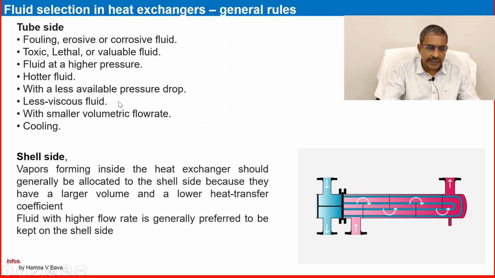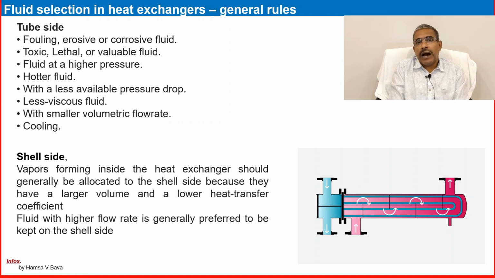Many other reasons are also there. In the shell side, normally vapor-forming fluid inside the heat exchanger should generally be allocated to the shell side because it has a larger volume and a lower heat transfer coefficient. Fluid with a higher flow rate is generally preferred to be kept on the shell side. These are the fluid selection rules in general. I kindly request you to look at your heat exchanger operation, the condition of fluid behavior, and how the fluid selection process was done, just to check it against these.